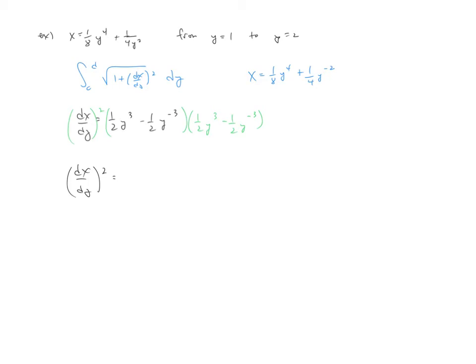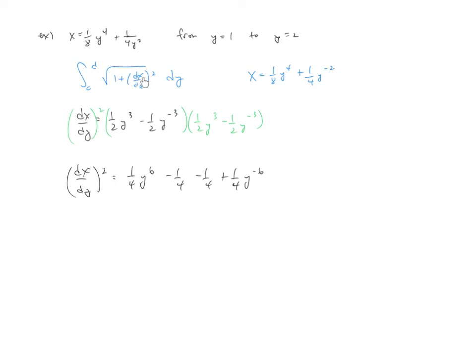I'm going to FOIL this out. Our first would be 1/4 y to the sixth. The outer would be this times this, which gives us a negative 1/4. The inner is going to be the same way, negative 1/4. And then the last would be our positive 1/4 y to the negative sixth. So let me write that out: our first, our outer, our inner, and our last. I can also see that the negative 1/4 and the negative 1/4 can be combined, and I'm going to do that in a second.